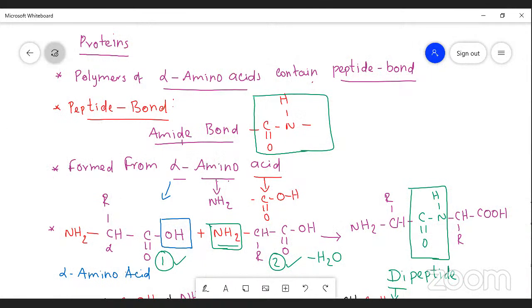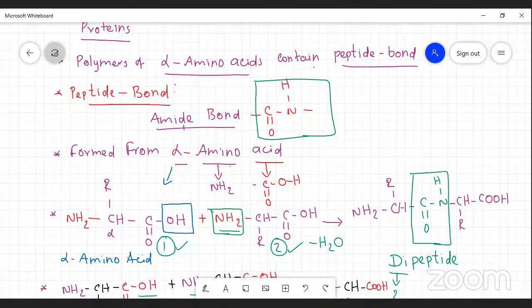So what is a peptide bond? It contains the CONH group, which is known as a peptide bond. And how is the peptide bond formed? It is formed from alpha amino acids. Alpha means next to the functional group, amino means NH2, and acid means COOH. Listen, if two alpha amino acids are joined together, they form a dipeptide.